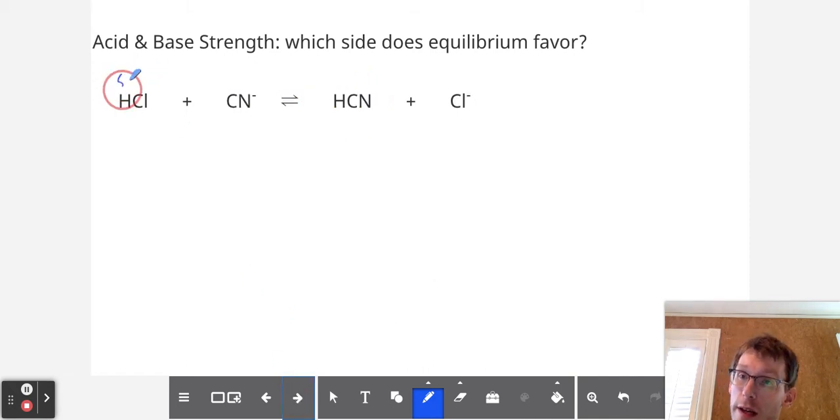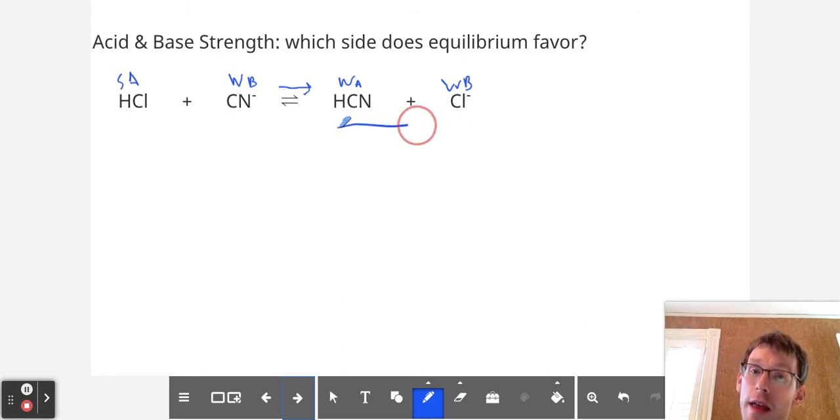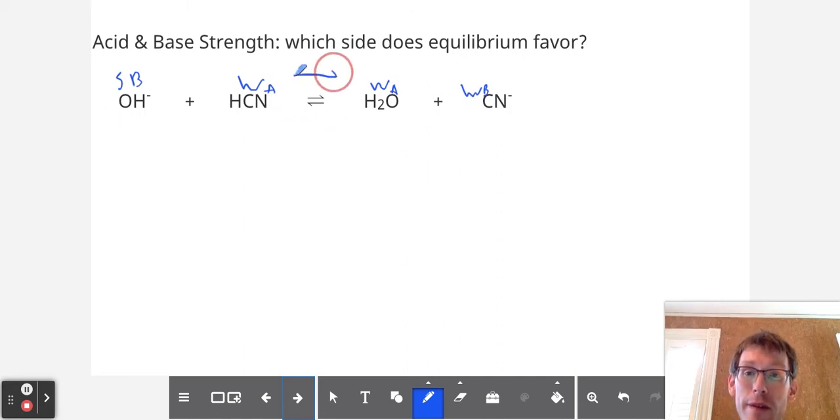If we talk about HCl, again, a strong acid, and CN-, this is a weak base, giving us HCN, which is a weak acid, and Cl-, which is a weak base. This is still going to go pretty much 100% to the right. Strong and weak gives us weak and weak. Overall, the right side is weaker, and this side will be favored. Similarly, a strong base and a weak acid giving us a weak acid and a weak base, we see that the right side is going to be favored almost to 100% again.